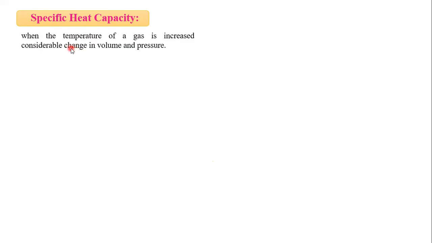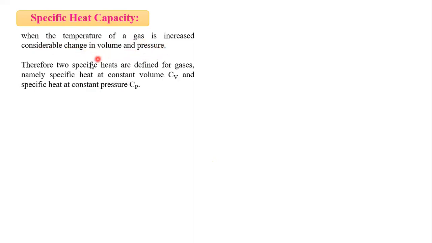Next article from chapter number 3, kinetic theory of gases and radiation. Specific heat capacity. When the temperature of a gas is increased, we observe a considerable change in volume and pressure. Because of this, the gas has two specific heats, namely specific heat at constant volume and specific heat at constant pressure.